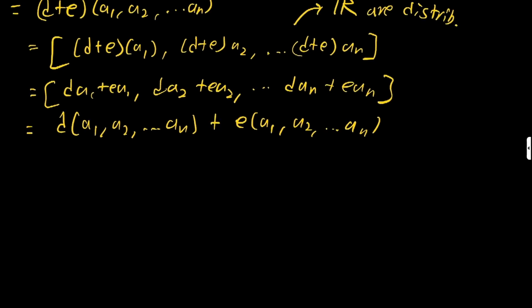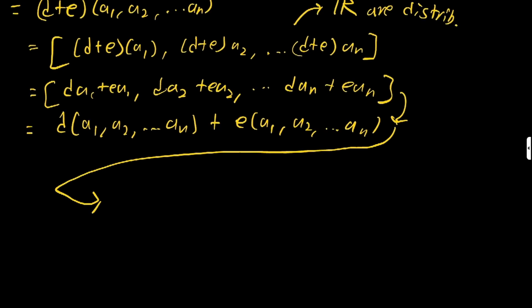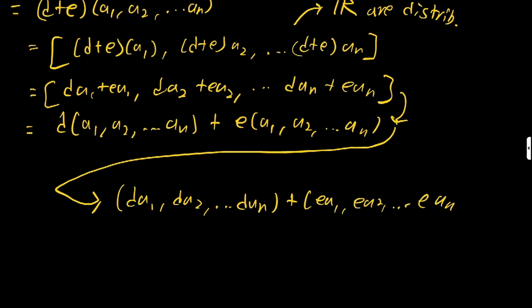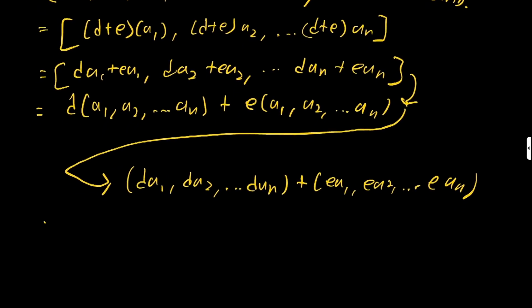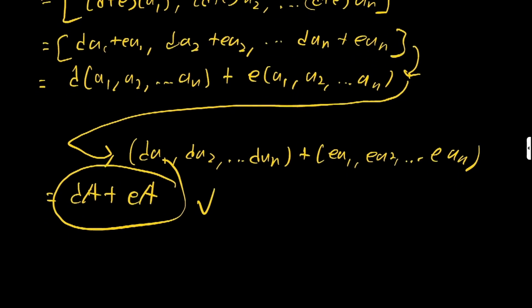And of course, there's a step that I skipped here, and I'll just redo it here, which was that we just rewrite it as (dA1, dA2, ..., dAn) plus (EA1, EA2, ..., EA sub n), of course. And finally, we just know that this is just going to be dA plus EA, and there's the result that we want.